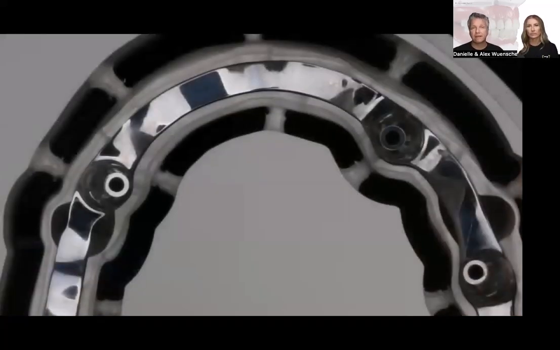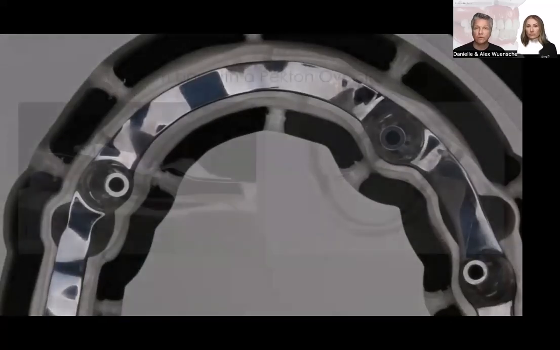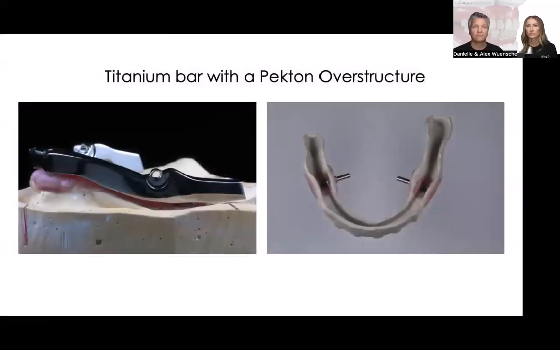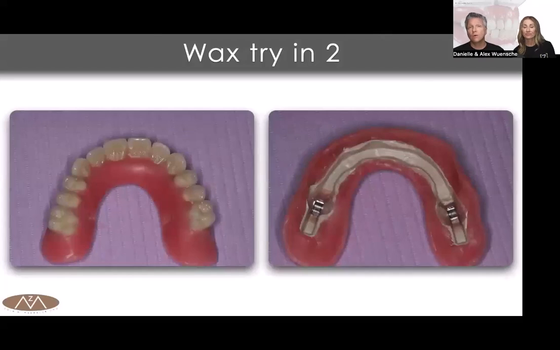The fitting is amazing. They're like a sleeve. The technology we have nowadays is just absolutely amazing. And here we see that Pecton bar with the attachments integrated. We see the little plunger sticking out to the lingual. These are the plungers that go in and out basically. And we'll show you later how it actually works on the case, and why we have that. So now, wax trine number 2.